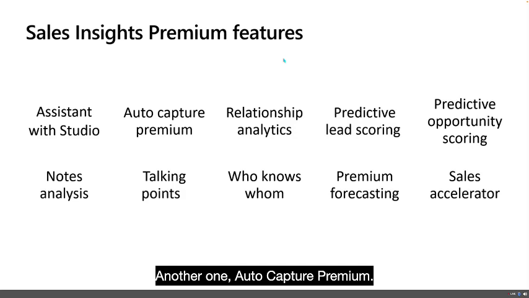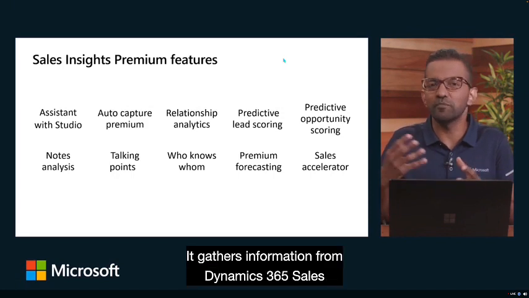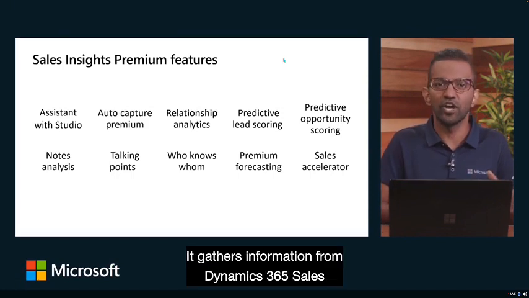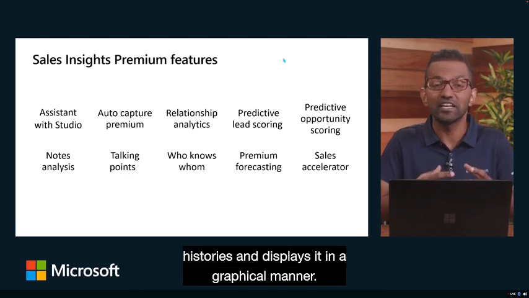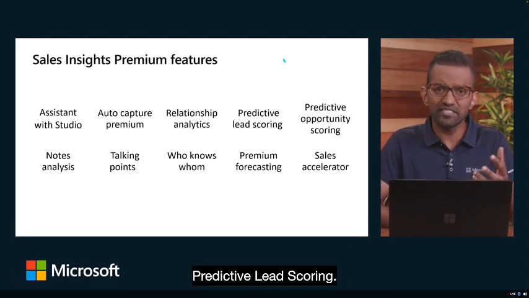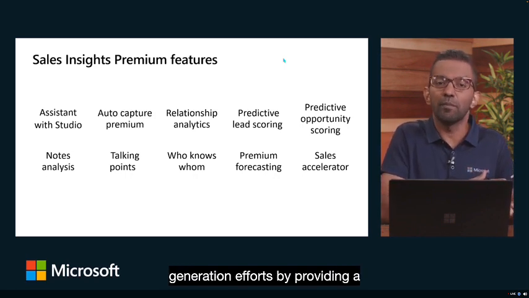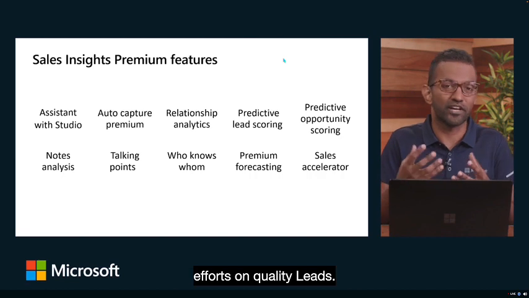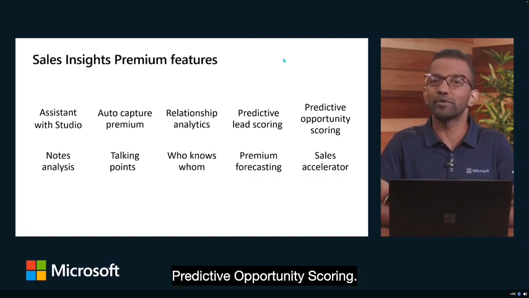Notes Analysis, another one. It helps you track notes about customer meetings and discussions to provide intelligent suggestions. Talking Points displays topics to start conversations with your customers. Things like the ski trip that I just mentioned, or other sports and family. And Who Knows Whom. It gives you details such as names and email addresses of your colleagues who might know a lead that you're going to interact with to help you break that ice.